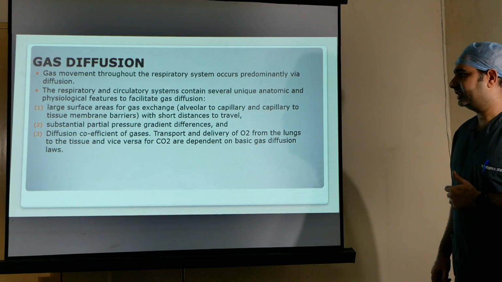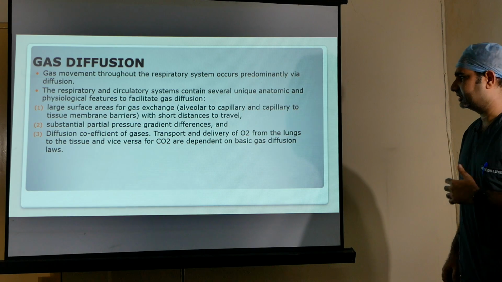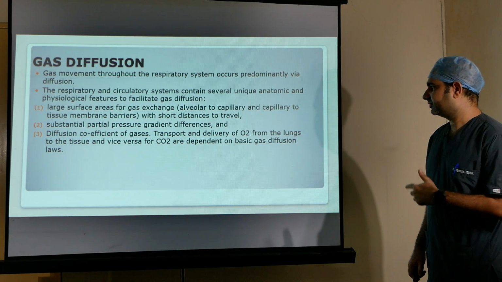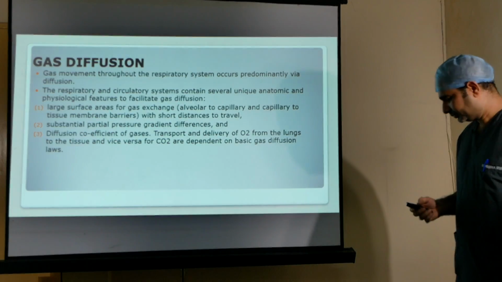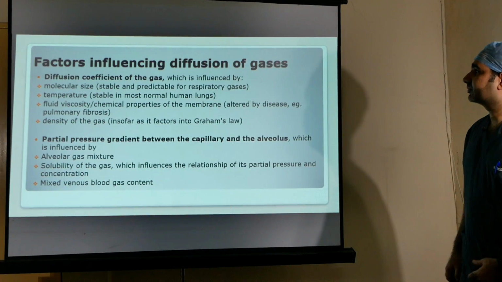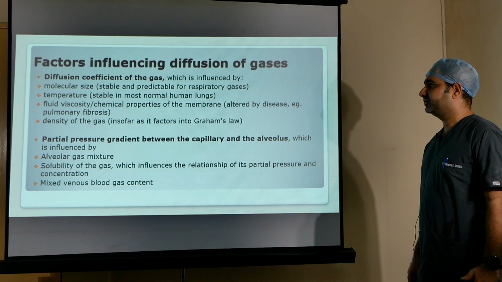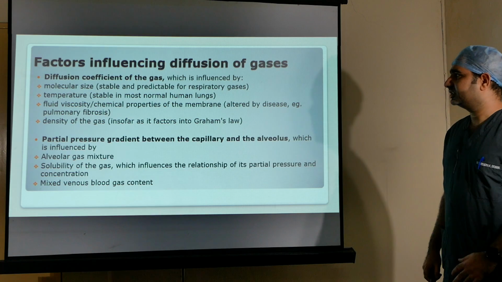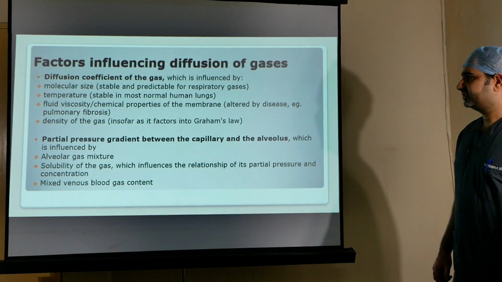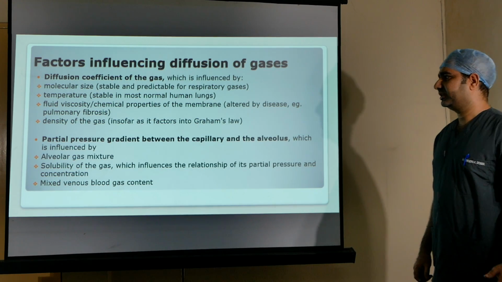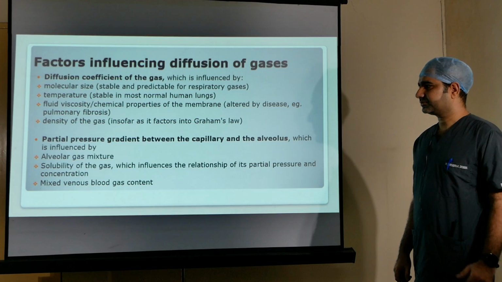The second point is the substantial partial pressure gradient differences, and third one, the diffusion coefficient of gases. Transport and delivery of oxygen from the lungs to the tissue, and vice versa for CO2, are dependent on the basic gas diffusion law. Now, factors influencing diffusion of gases. First one is the diffusion coefficient of gas, which is influenced by the molecular size of the gas, second is the temperature, third is the fluid viscosity or chemical properties of the membrane, and fourth is the density of gas.